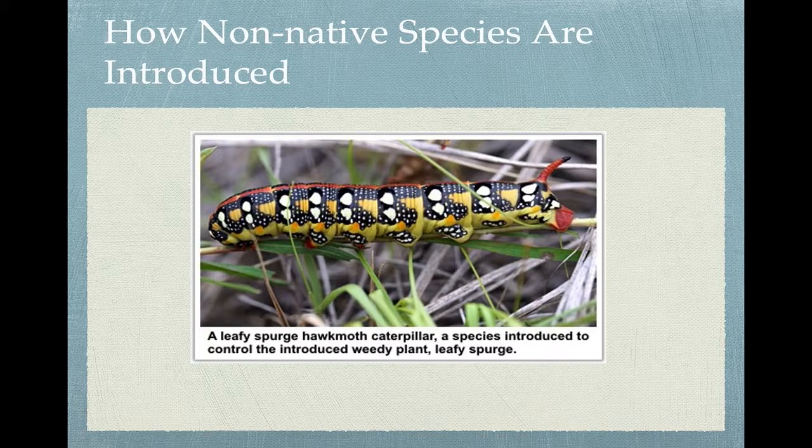In this case, I have a spurge hawk moth caterpillar. They were introduced to control the weedy plant that they feed on. So they came to eat that. They were voracious eaters of that leafy spurge. So sometimes they're brought here to solve a problem.